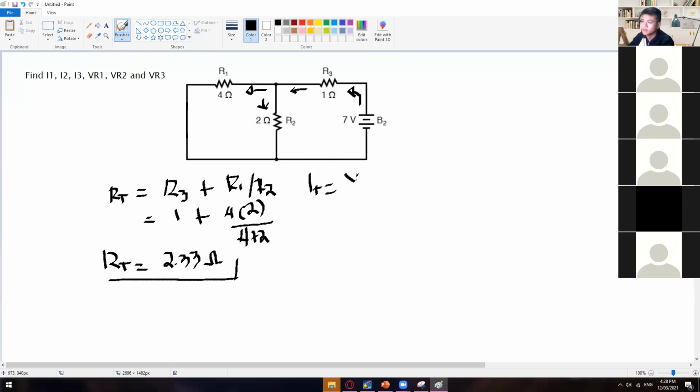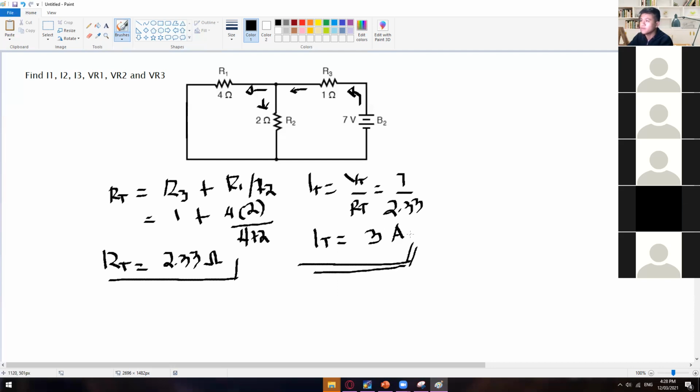So I total is equal to V total divided by R total. So V total is 7 volts, and R total is 2.33. So our I total is equal to 3. Okay, it's actually 3.004291845, but I'll just put here 3 since we're only getting the 2 decimals. So we have here 3 amps.